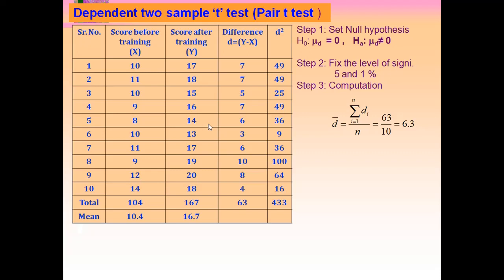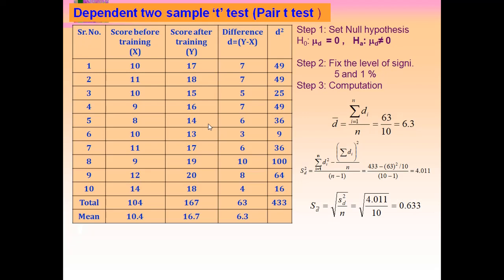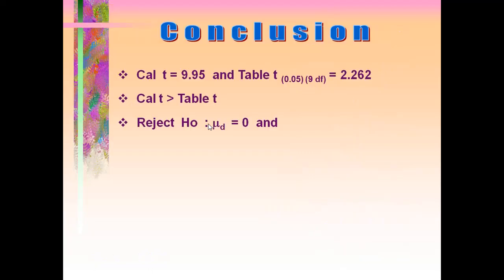So we first have to work out the average difference, that is sigma di divided by n. You can say it is 6.3, and then we have to work out the standard error, for which you require the variance of difference that has been calculated, and this standard error of difference comes out to be 0.063. And then you can see the value of t, that is d bar divided by s d bar. The value comes out to be 9.95.